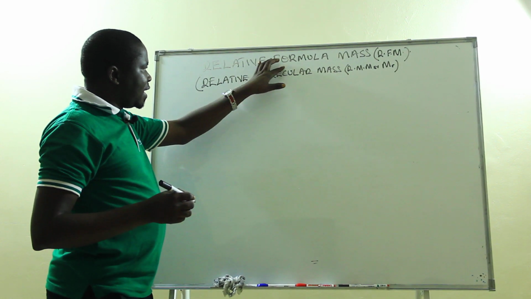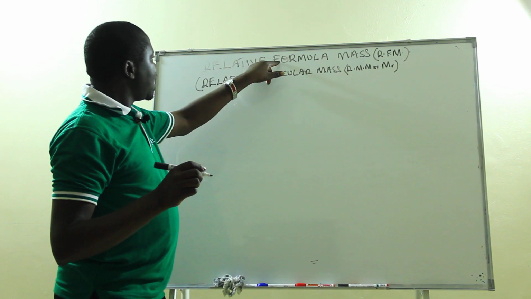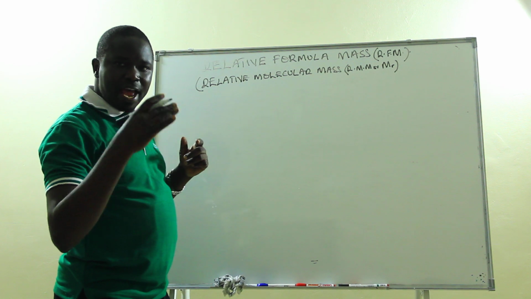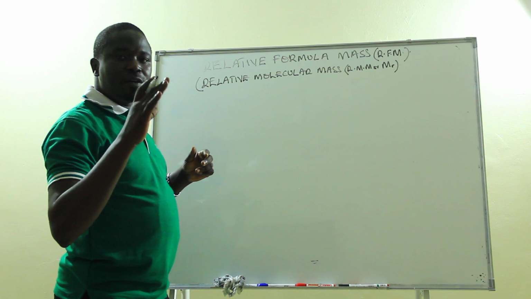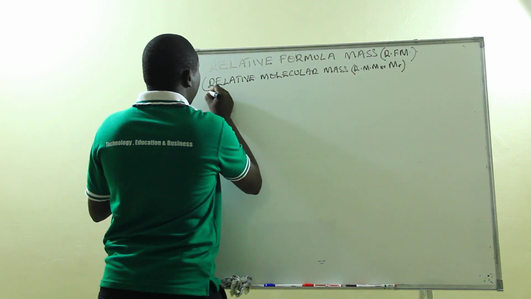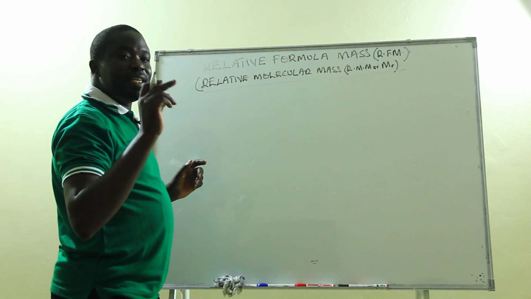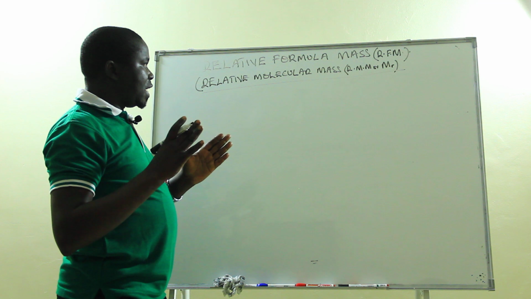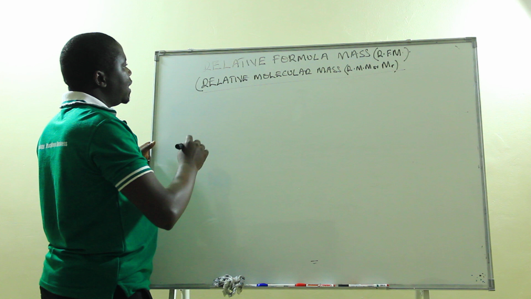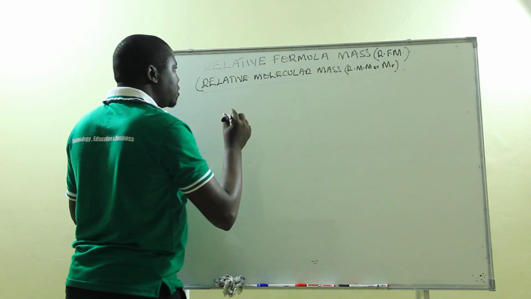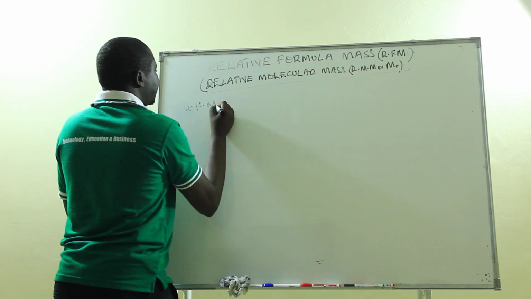Now, much as they may refer to almost the same thing, there is a very simple difference here: relative formula mass pertains to mostly ionic compounds, and relative molecular mass pertains to mostly covalent compounds. So this one does not deal with atoms, but with compounds containing a number of atoms joined together or bonded together. So let us see how we can get what we call the relative formula mass.